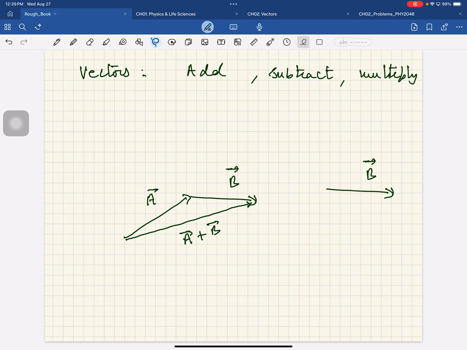Now, if I show you how to add two vectors, can you add three vectors? Do you know how to add three vectors?